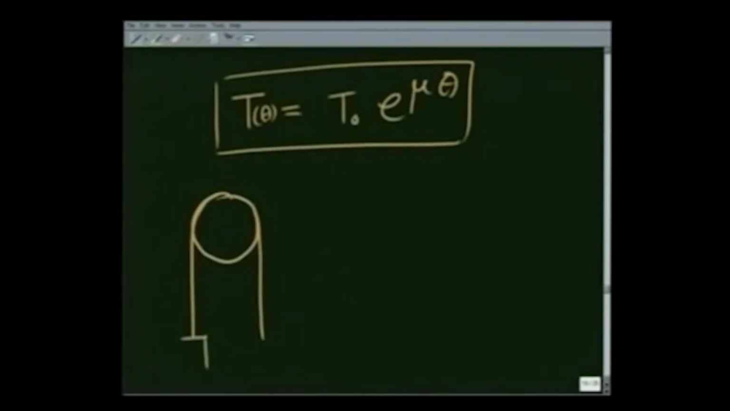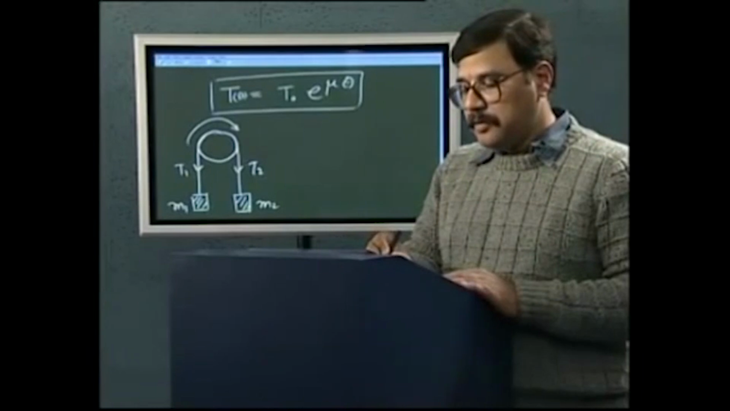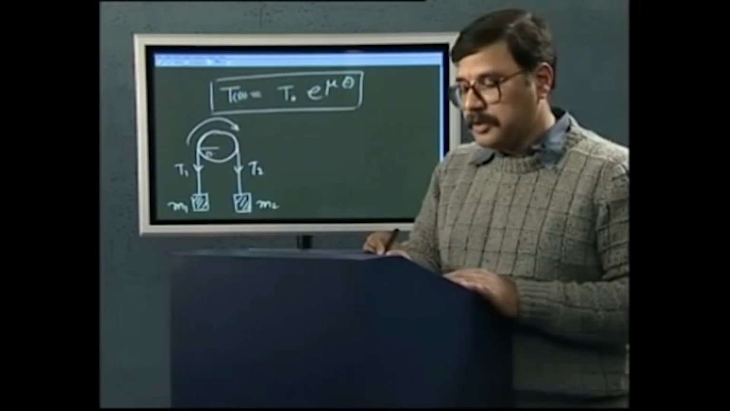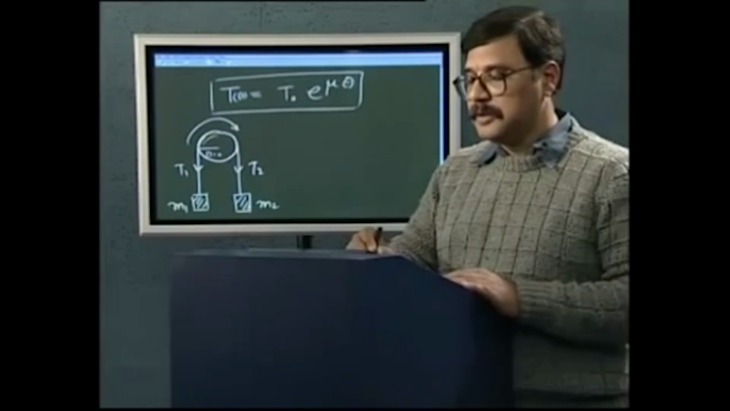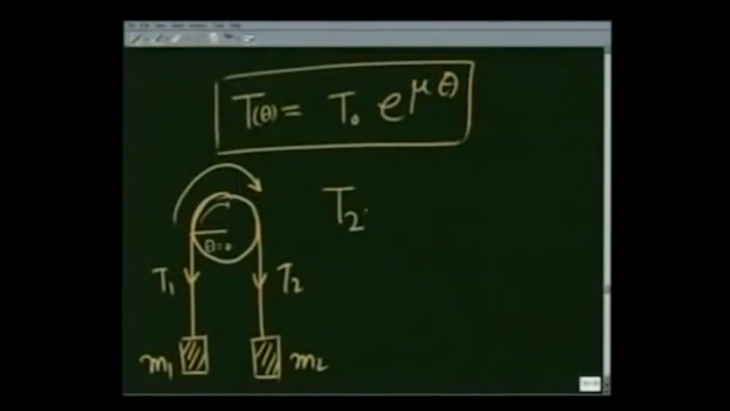that this was mass m1, this was mass m2, T1, T2, theta is increasing this way, T is increasing this way, and if I take this to be theta equals 0, as theta increases, tension also increases. So you can see in this case T2 is going to be equal to T1 e raised to mu times pi.